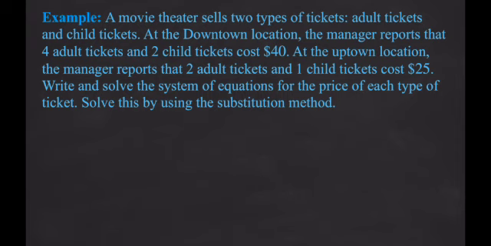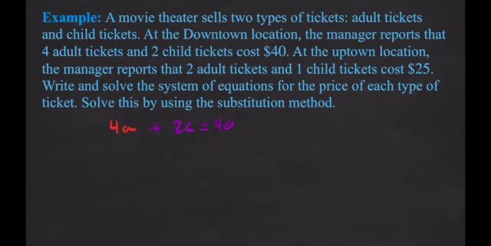And we are going to solve this using our substitution method. So let's create 2 equations. We know how many adult tickets we have, but we don't know the price. So let's still go 4 times whatever the price is. Let's call that A for adult. Then we are also going to have 2 child tickets, so we have 2 times whatever the price of the child ticket is. So at this first location, if we add the values of the price together, we should end up with $40.